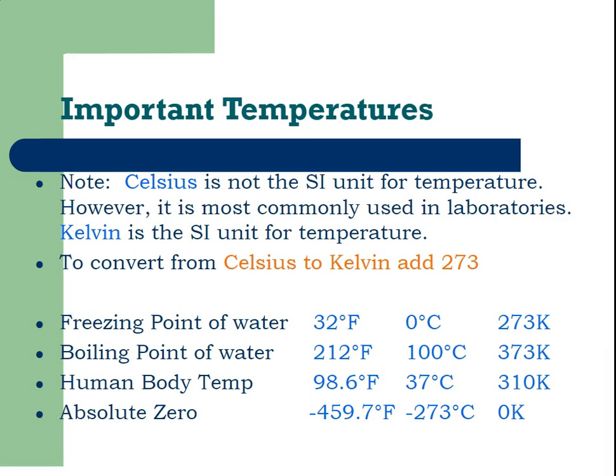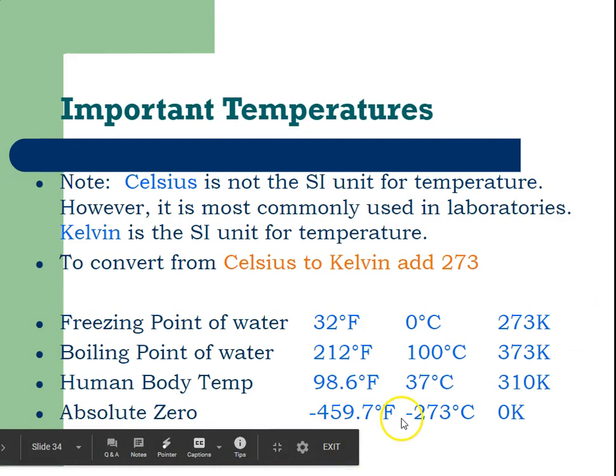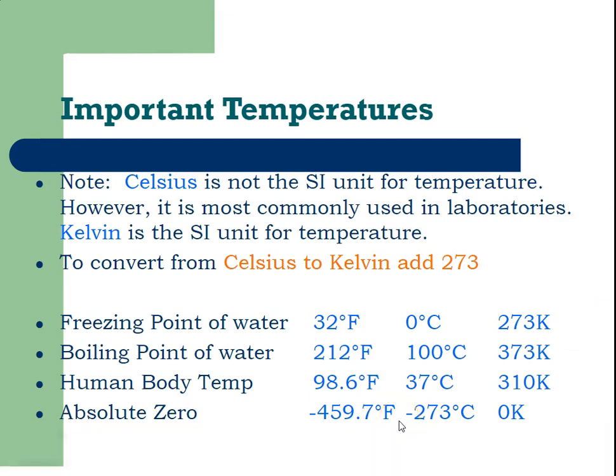Absolute zero, in theory, is the coldest temperature that we can get to, because that's where they say all motion would stop. Right? So if temperature measures how fast particles are moving, if there's no movement, then in theory you can't get any colder than that. So that's all the way down at negative 459.7 degrees Fahrenheit, negative 273 degrees Celsius, and 0 K.